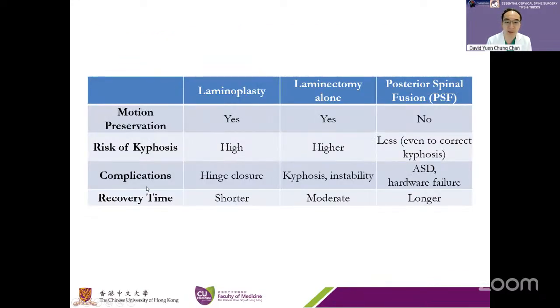In pros and cons as shown, you can see we can achieve motion preservation with laminoplasty or laminectomy alone. Whereas for PSF, we can't achieve motion preservation. But at the same time, the risk of kyphosis is less with posterior spinal fusion. But of course, the potential complications include adjacent segment disease and also risk of hardware failure. Whereas for laminoplasty, there's a risk of closure of the hinge, and laminectomy alone has risk of kyphosis and even instability.